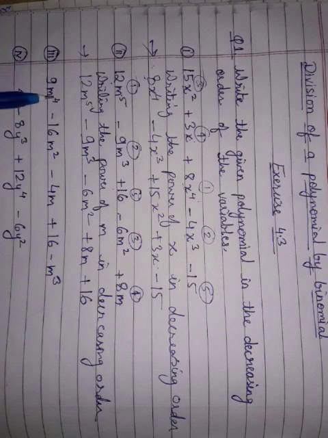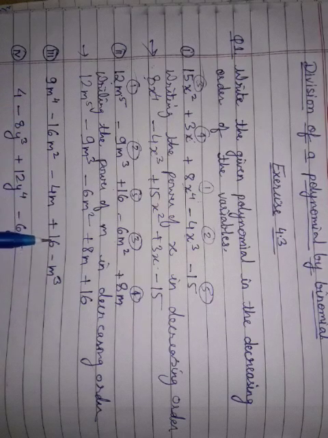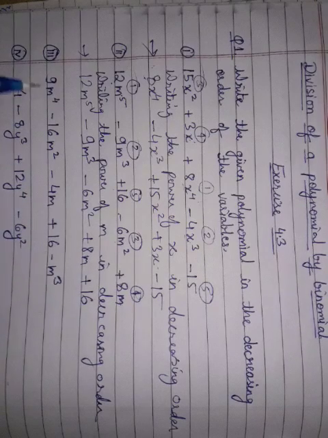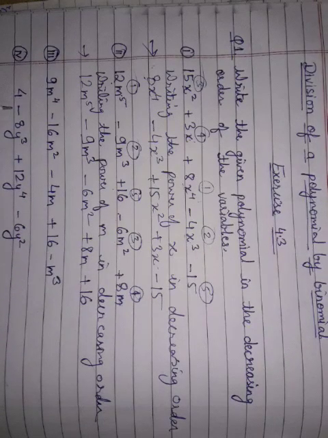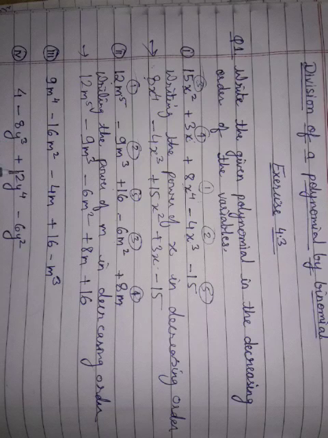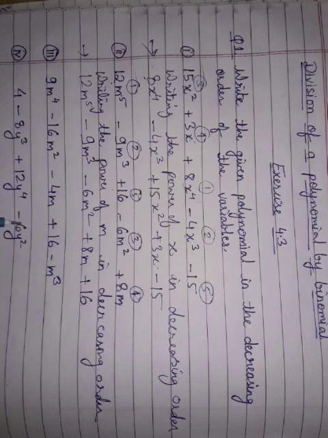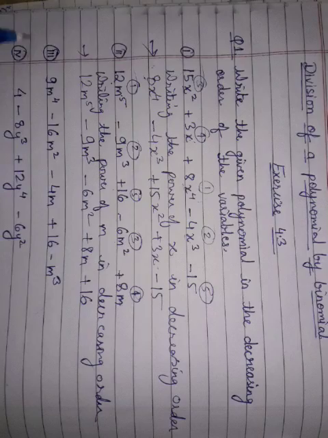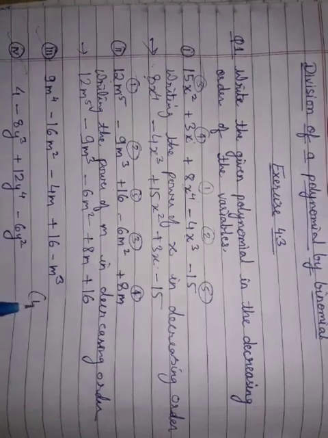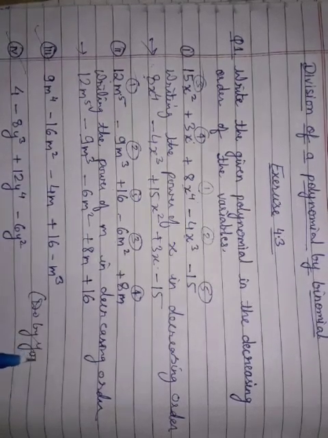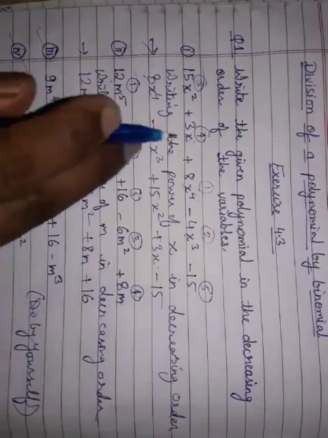Now the third and fourth questions. The third one is 9m power 4 minus 16m square minus 4m plus 16 minus m cube, and the fourth one is 4 minus 8y cube plus 12y power 4 minus 6y square. These both questions you have to do by yourself. Same solution.